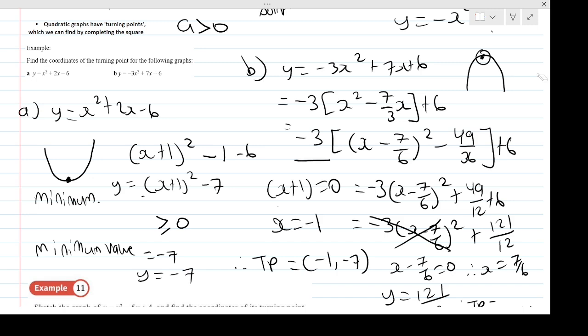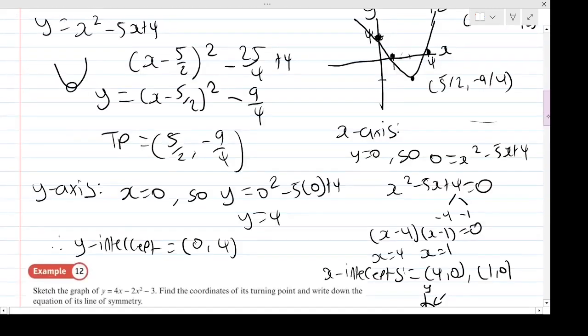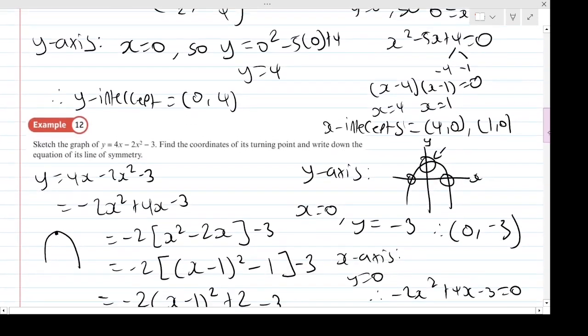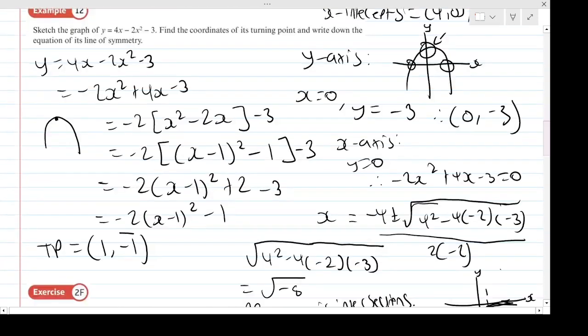Okay, just to remind you. Again, in this one, I have minus 2 here. That stands for minus 2 there. So if I were to work backwards, given the turning point, I'd need to tag on a minus 2. Okay.